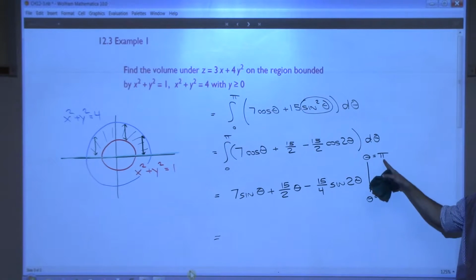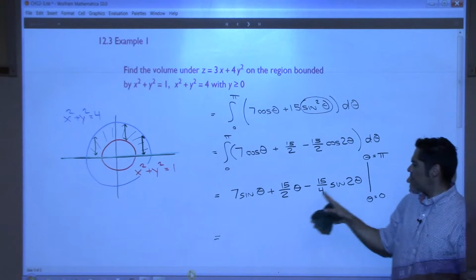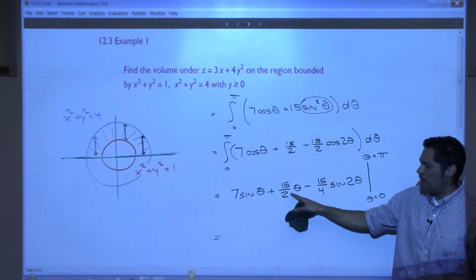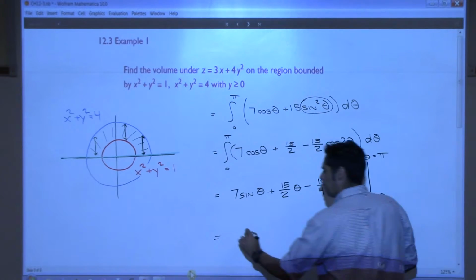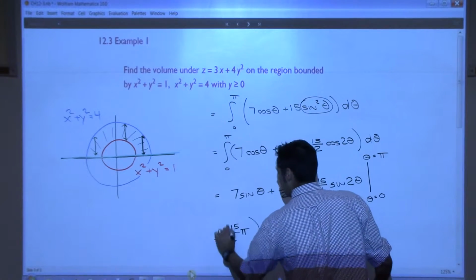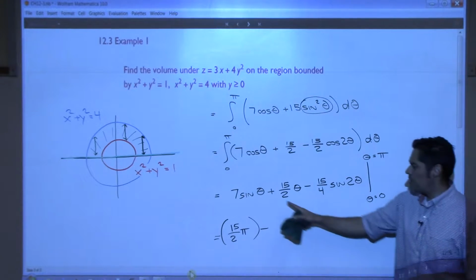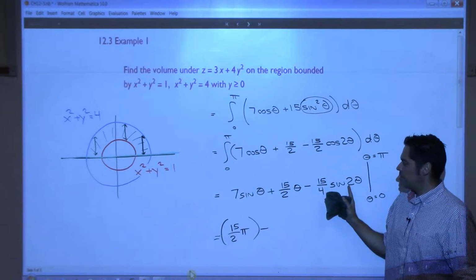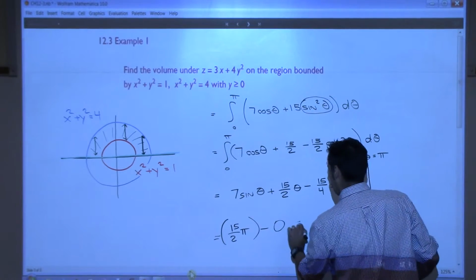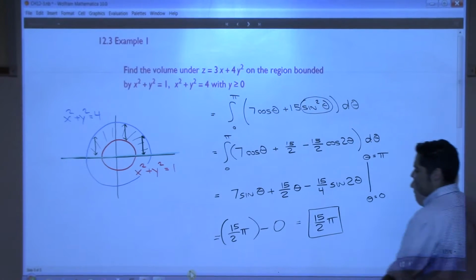All right, let's plug pi in first. I think good things are going to happen here. Sine of pi is 0. Sine of 2 pi is 0. So that's all going to zero out, but we'll have 15 halves pi, won't we? So 15 halves pi minus, now let's plug in 0. And I think everything zeroes out here, right? Sine of 0 is still 0. 15 halves times 0 is 0. So that's it, right? 15 pi over 2.